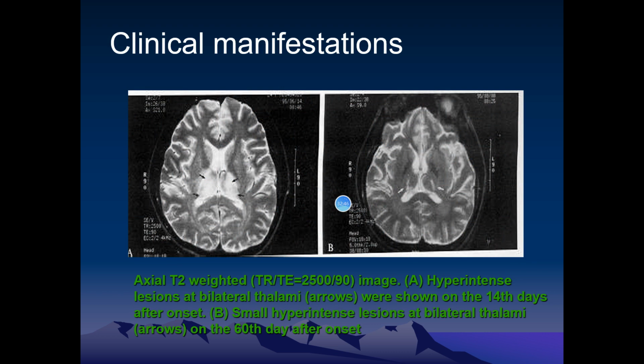The T2 images show hyperintense lesions in the temporal lobes with bilateral symmetry, the chorus, on the 14th day after onset. And in B, small hyperintense lesions with bilateral symmetry on the 16th day after onset.